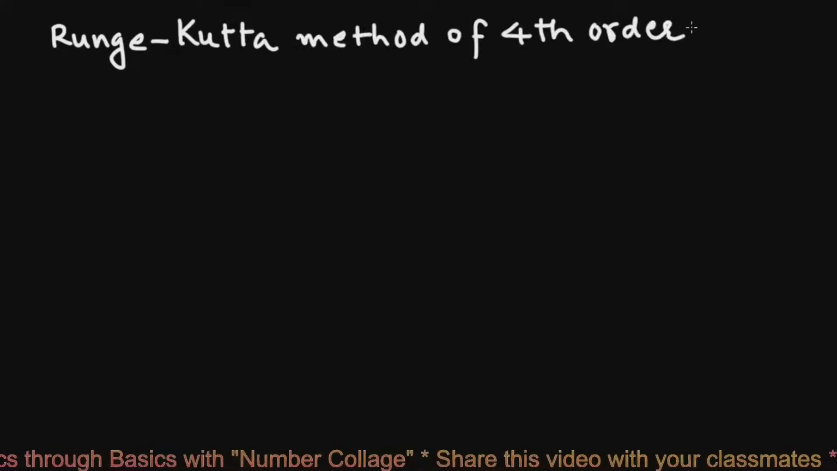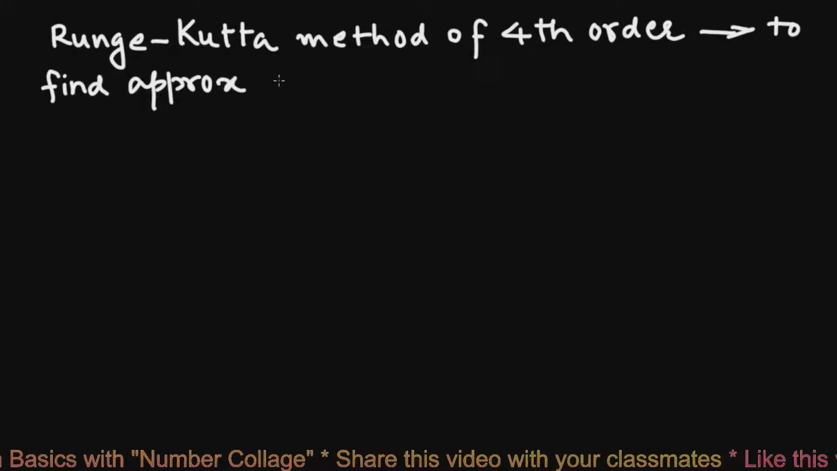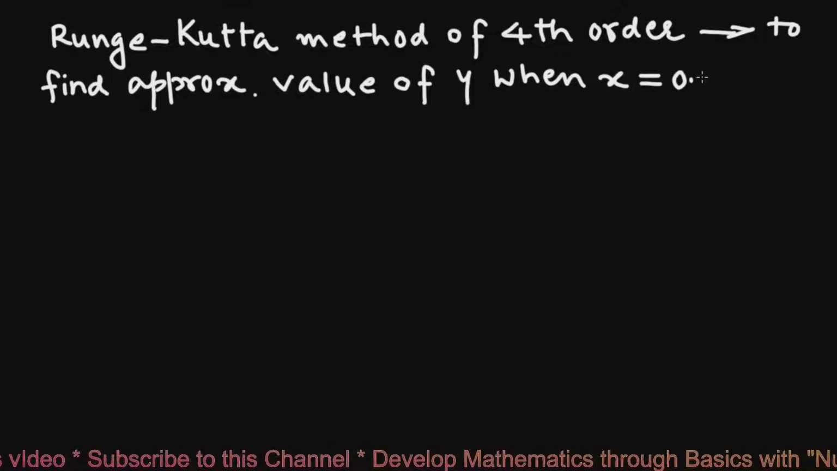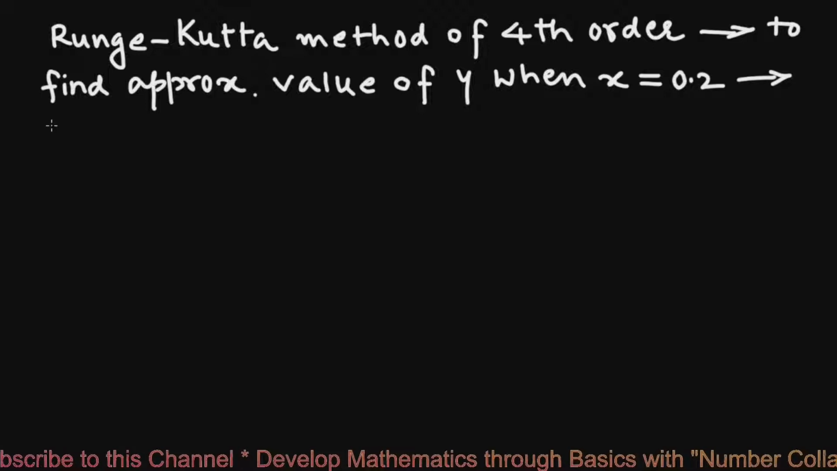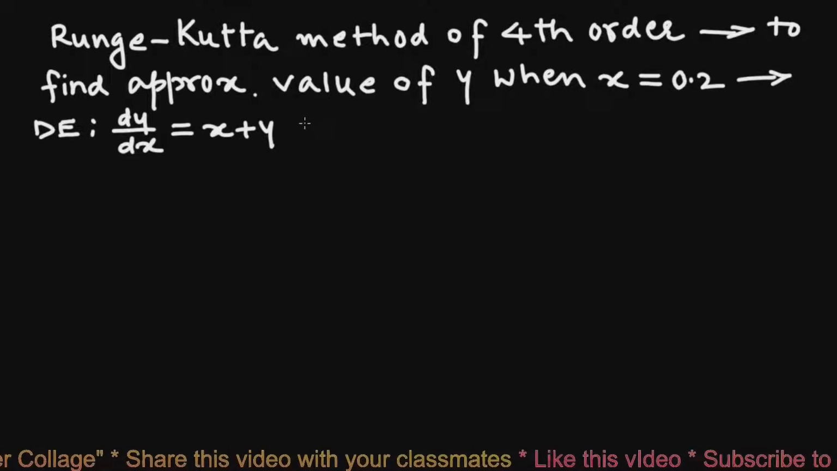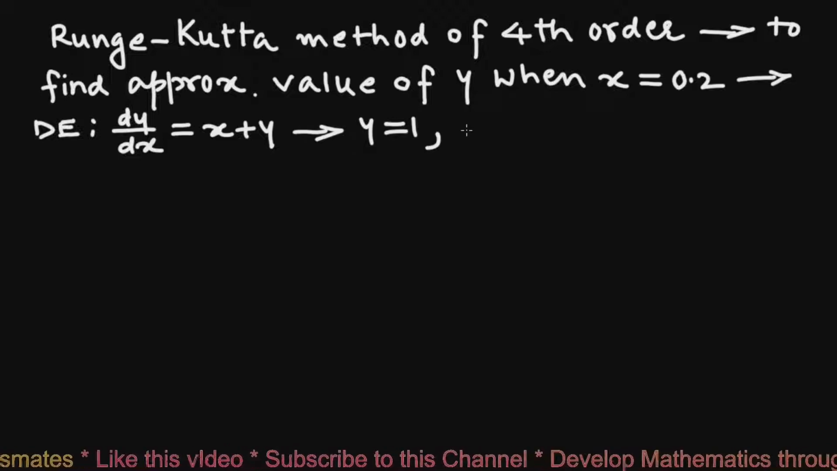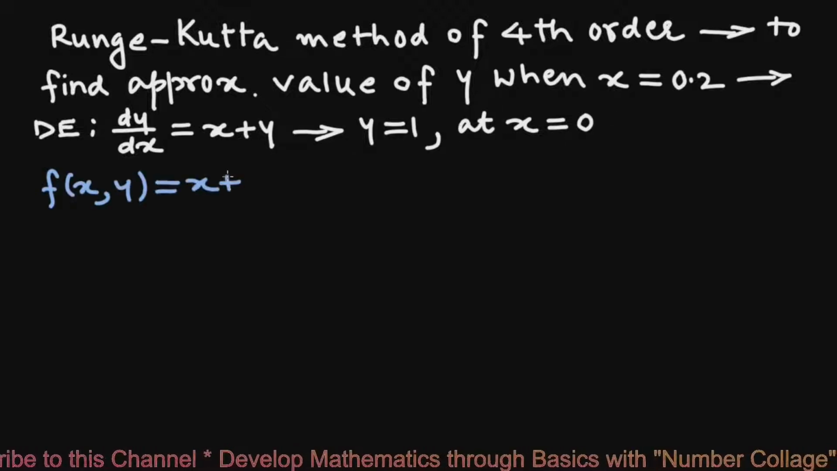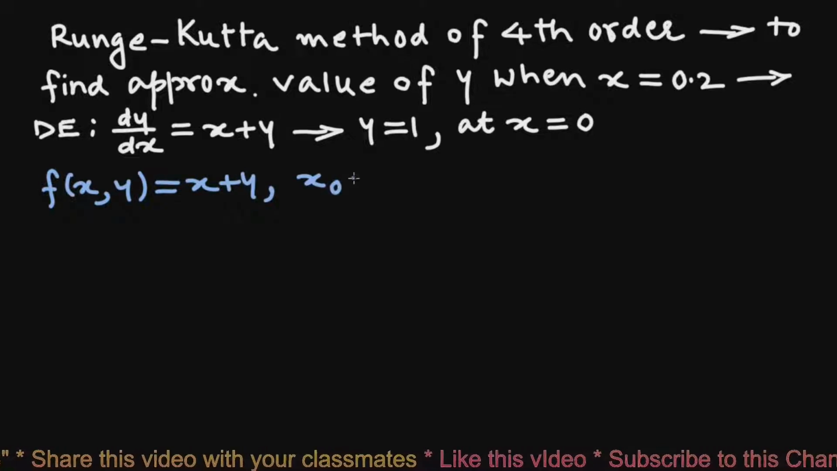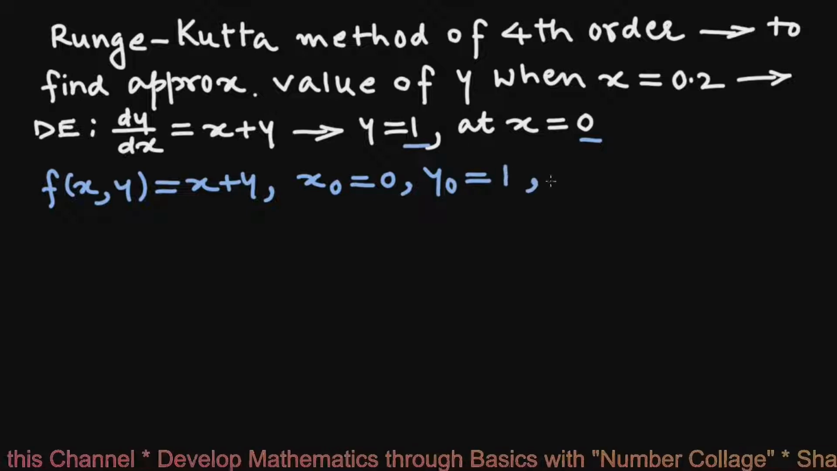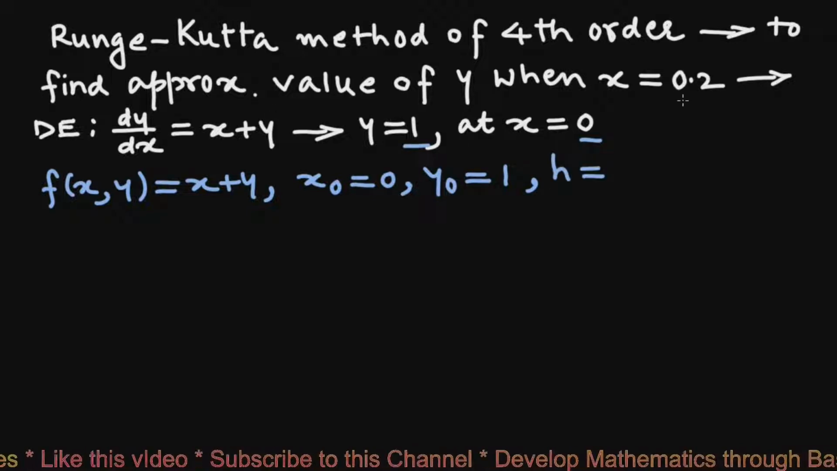We will apply Runge Kutta method of fourth order to find approximate value of y when x equals 0.2 and we are given the differential equation dy by dx equals x plus y when y equals 1 at x equals 0. We have f of x, y equals x plus y when x0 equals this 0, y0 equals this 1, and the step width h equals 0.2.